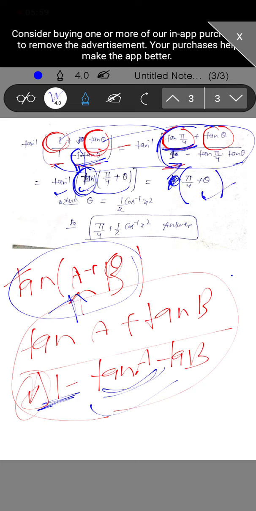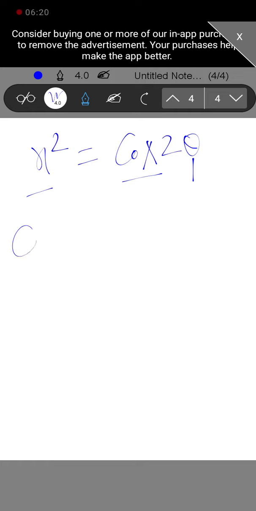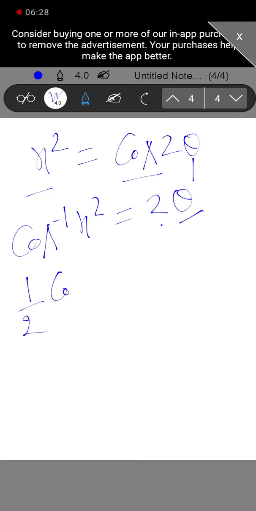Now we need to find this theta from what we have assumed as x square. For solving this theta, just observe what we have taken at the start. We have taken x square is equal to cos 2 theta. So we have to evaluate theta from here. For evaluating theta, I am taking inverse on both sides. So we get cos inverse of x square is equal to 2 theta. For evaluating theta, I am dividing both sides by 2. So we get 1 by 2 times cos inverse x square is equal to theta.